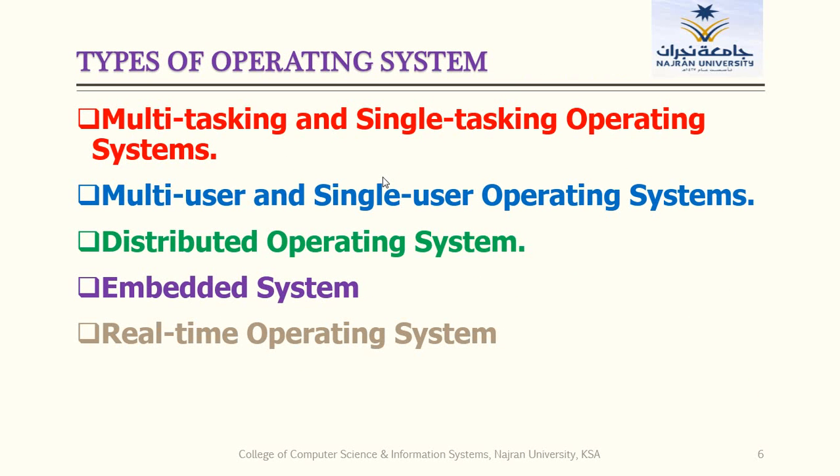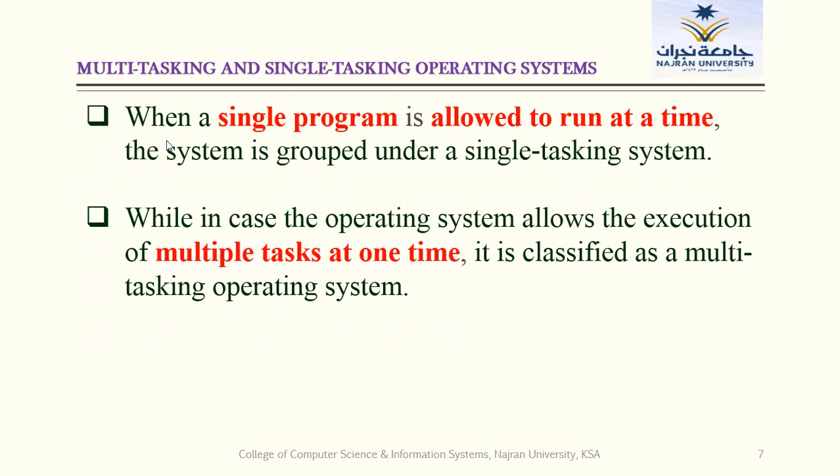Okay, next we have some types of operating systems. There are five main types of operating system: multitasking and single tasking operating system, multi-user and single user operating system, distributed operating system, embedded system, and real-time system. So we will discuss all these five types of operating system one by one. First one is multitasking and single tasking operating system.